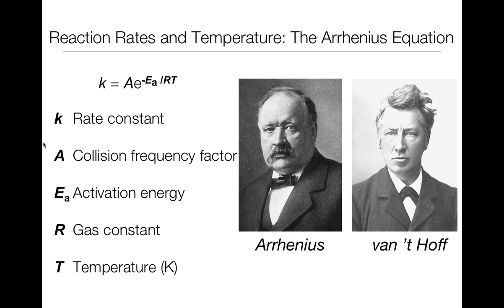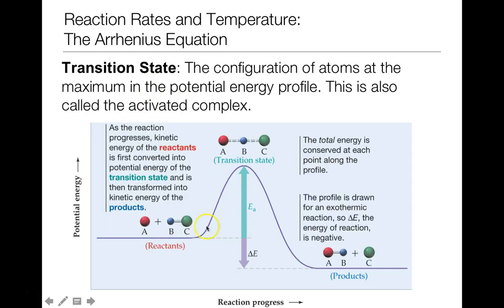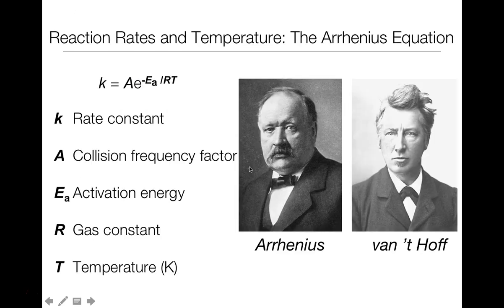So that is our A factor, collision frequency factor. How often do successful collisions happen? They need to be in the correct orientation. EA, right, we're up here. That is our activation energy. What is the minimum amount of energy when these two combine in the correct orientation needed to achieve that transition state and turn into products?